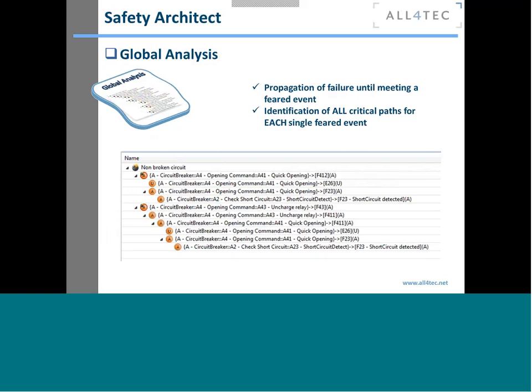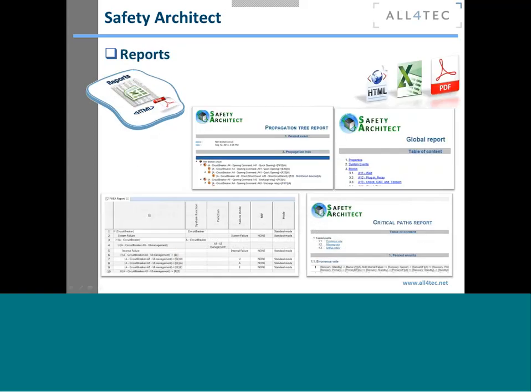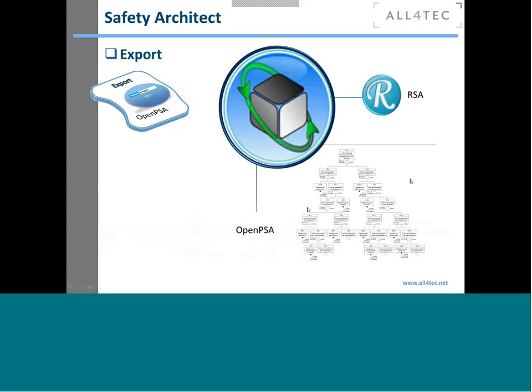So once you have done all the local analysis on all blocks, you can propagate your failed events and generate, for example, a fault tree or also an attack tree for the security view. We have also, as I said, reports, in a PDF format or HTML or Excel files, and we can also generate FMEA reports. And finally, export the analysis in, for example, OpenPSA format in order to perform quantitative analysis.